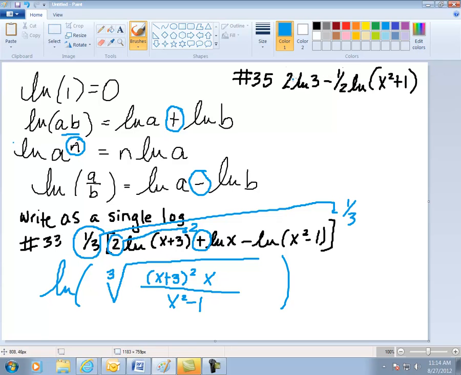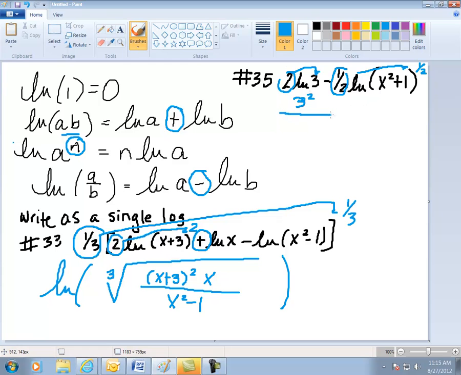Again, I notice a few things. I've got a square out here. I only apply it to this natural log, so that's going to become 3 squared. Notice I've got a half out here. That would get applied here as a half. Remember that a half would correspond to a square root. And I have a negative. So that means that everything up here I'm going to have to place in the bottom.